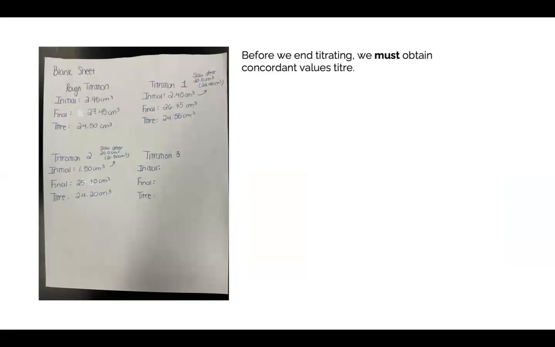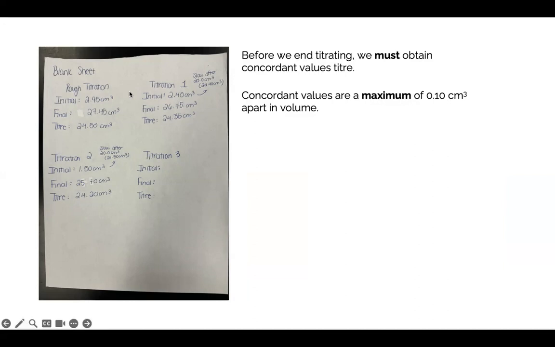Before we end titrating, we must obtain concordant values. So what exactly are concordant values? Concordant values are a maximum of 0.10 centimeters cubed apart in volume. So whenever you're finding concordant values, ignore the rough titration. The rough titration you'll never use again in the question. So you're only focusing on titration 1 and titration 2 because they are what we call accurate or fine titrations.